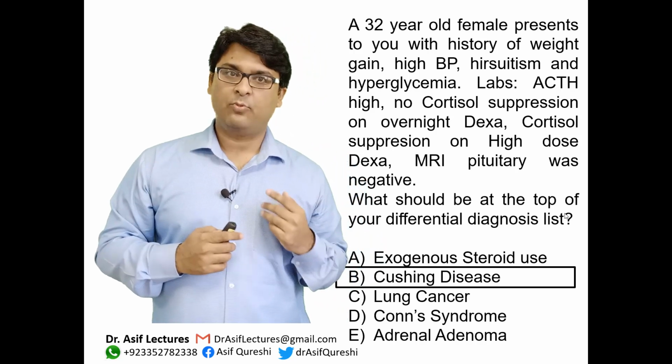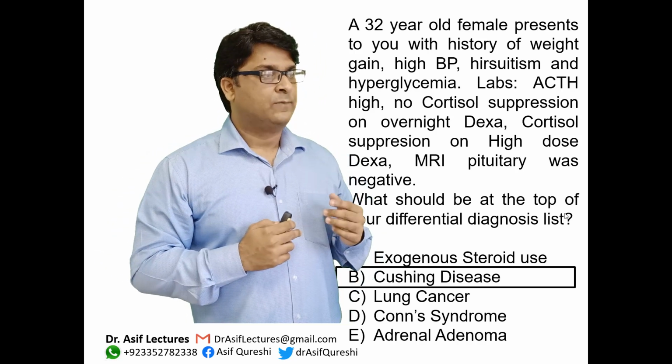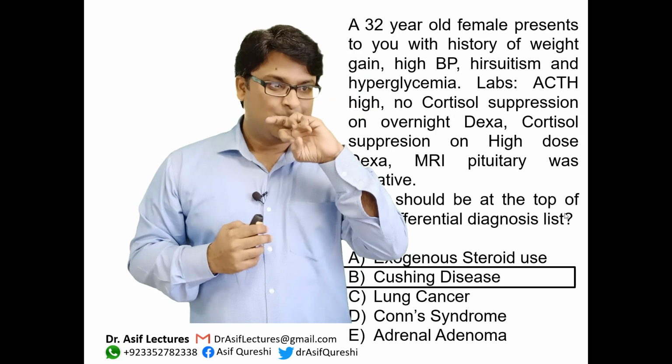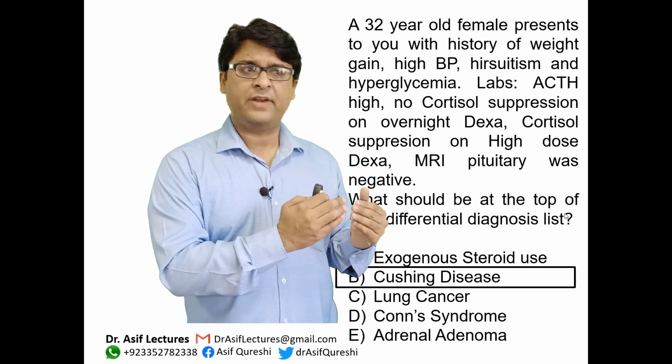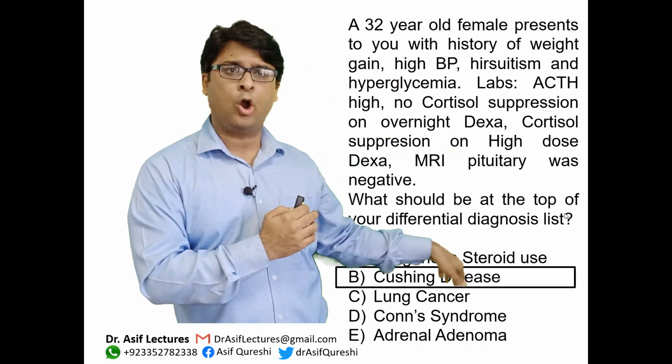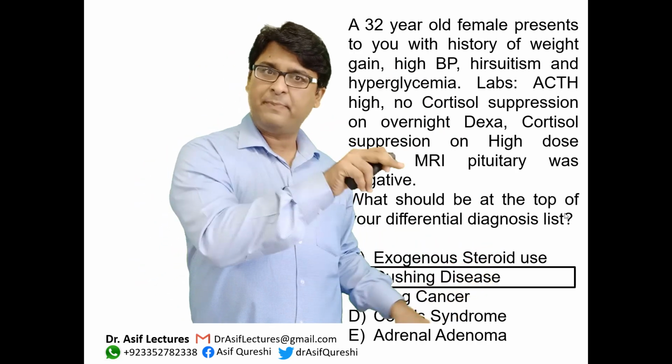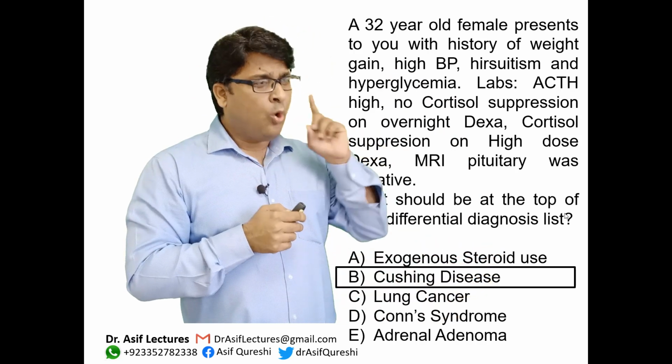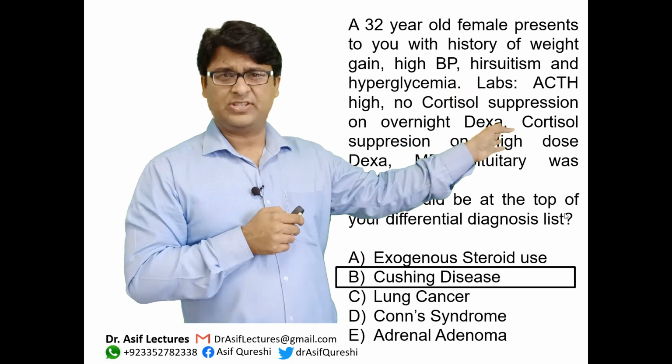Now, there's one more thing which I need to discuss at this point. My only confusion, I'm 90% confident because the rest of the 4 options are wrong. I'm sure they are wrong. That's why I've picked Cushing's. But I'm only confused because the MRI pituitary is negative.